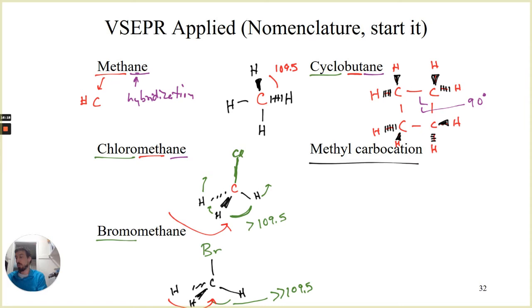Last one becomes extra tricky. As far as nomenclature goes, it kind of throws all the nomenclature rules out. We're going to have a carbon. We know it's a carbocation because it says so, so it's positively charged, which means we don't achieve a full octet. We're only going to have 3 hydrogens around it.